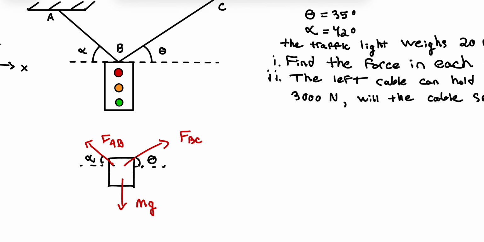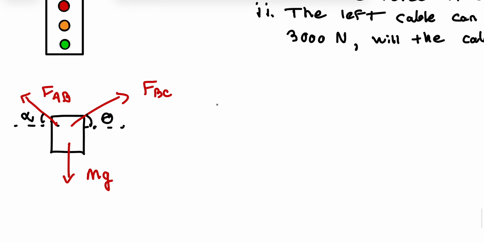Since this is statics, we know that the traffic light is not moving, so the forces in the x and y direction need to sum to zero. We can write two equations, sum of the forces in the x and y directions to be zero, to solve for the unknown cable forces. So I'm going to start with the sum of the forces in the x direction is zero.